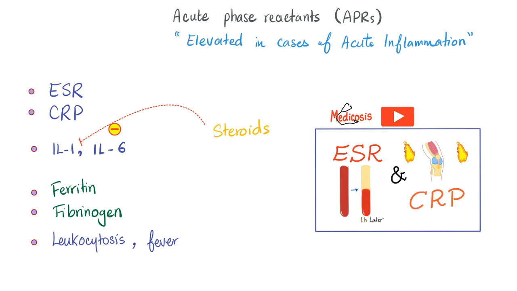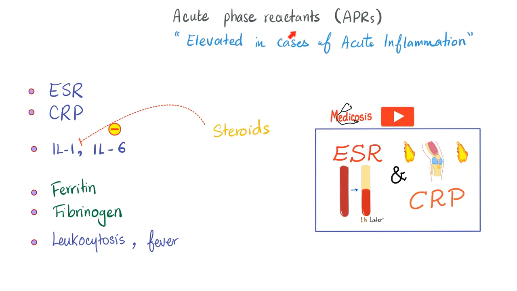Acute phase reactants. What are these? These are markers that are elevated if you have acute inflammation. Can you give me examples? Sure. ESR, CRP, interleukin-1, interleukin-6. By the way, steroids such as prednisone, prednisolone, dexamethasone, betamethasone, whatever, inhibit interleukin-1, especially interleukin-1 beta. And that's why steroids are anti-inflammatory drugs.